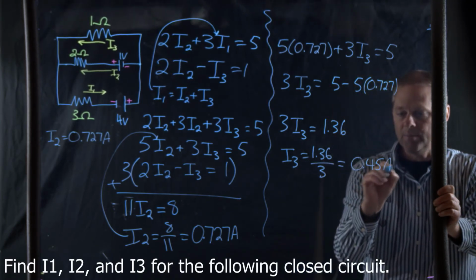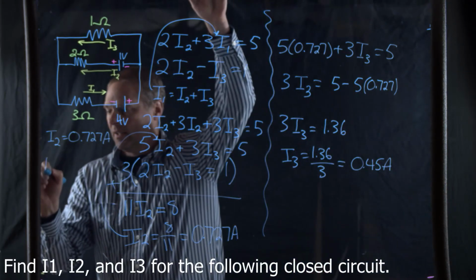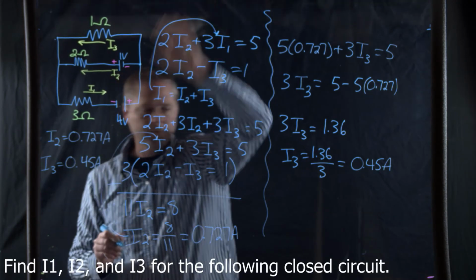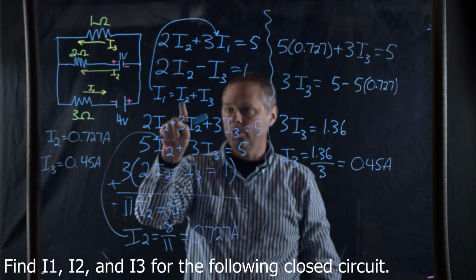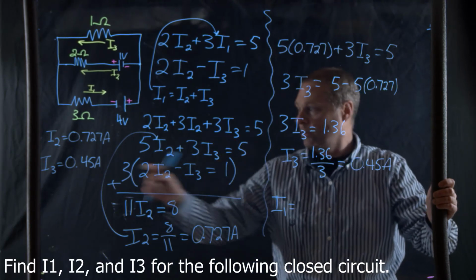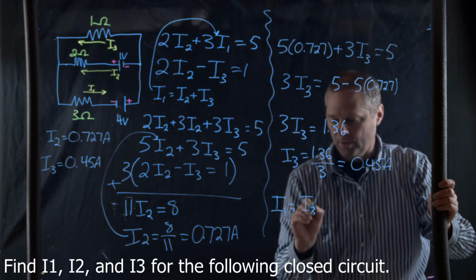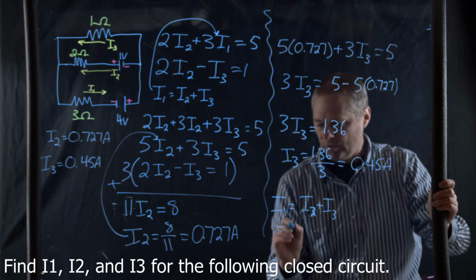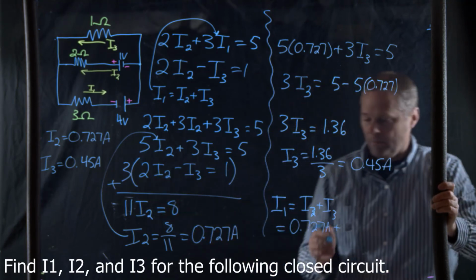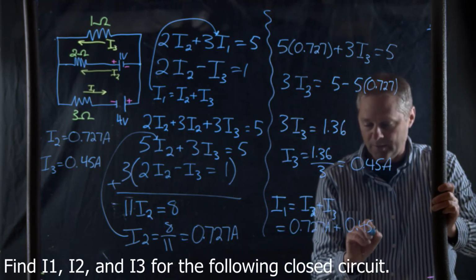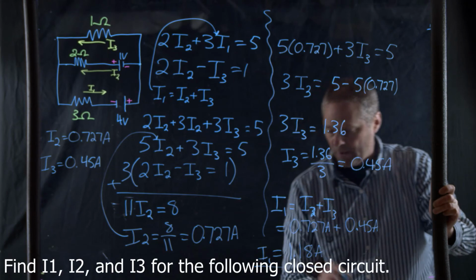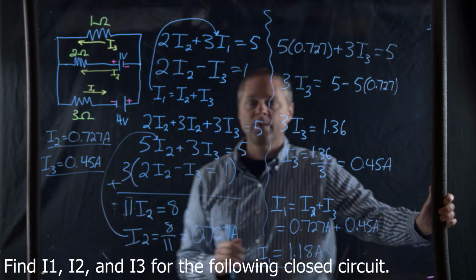0.45 amperes. So I now know my I3 is equal to 0.45 amperes. Now, since I know my I2 and I know my I3, I can solve for I1. So my I1 is equal to I2 plus I3, which is equal to, I can just substitute these numbers in, 0.727 plus my I3, which is 0.45 amperes, and this is equal to 1.18 amperes. So we now have found I1, we have found I2, and we have now found I3.